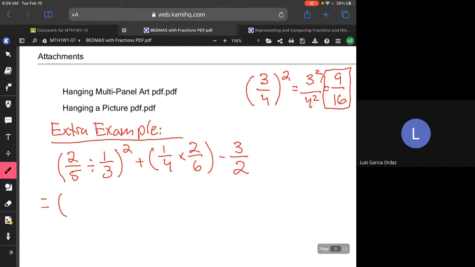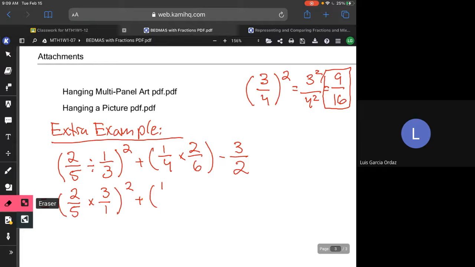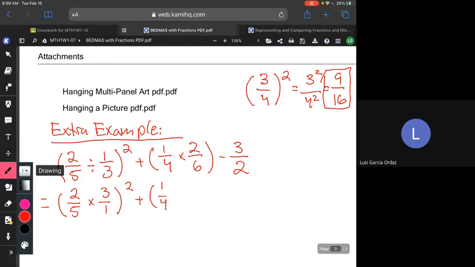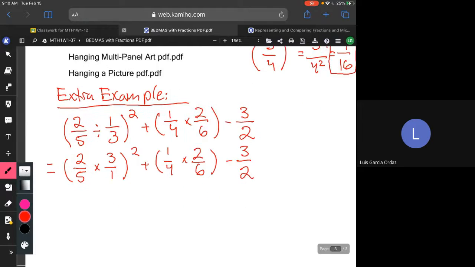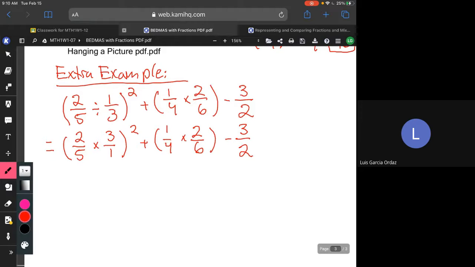So remember with division, I have to flip my second fraction. So I get 2 over 5 times 3 over 1 to the power of 2 plus 1 over 4 times 2 over 6 minus 3 over 2. So now I can do both of my brackets. So can someone tell me what 2 over 5 times 3 over 1 gives me?